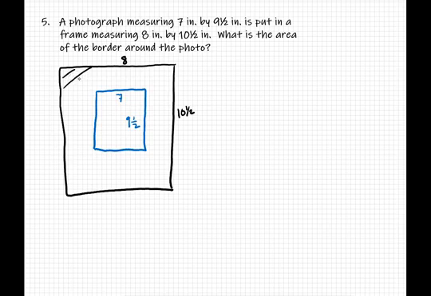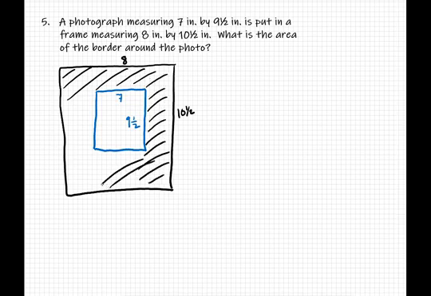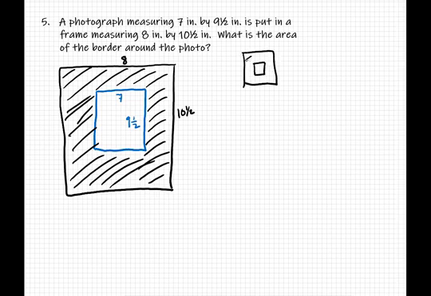Okay, so we just want this area. We want this area, the area of the border. Okay, that's what we want. Now, so basically we're looking for the area of a shape that looks like this, sort of like a square donut.